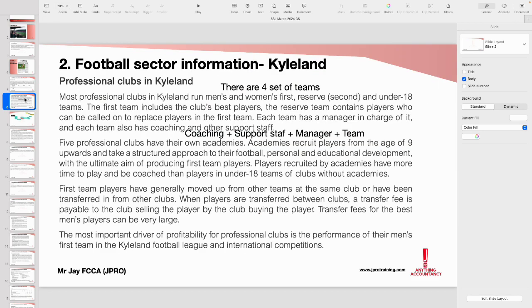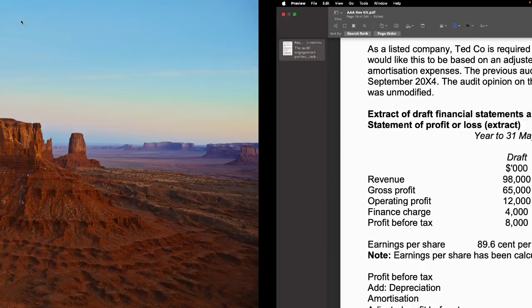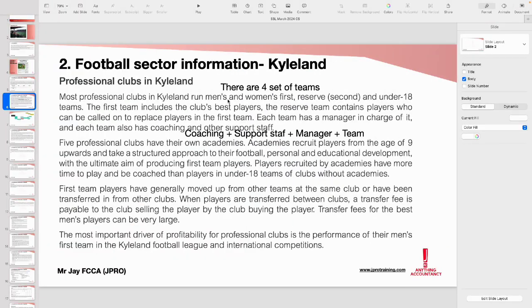The next one, first team players have generally moved up from other teams at the same club or have been transferred in from other clubs. So you got two things here. Either they move up, promoted, or when players are transferred between clubs, a transfer fee is payable to the club selling the player by the club buying the player. Transfer fees for the best players can be very large. So we know the players can come in from different sources. Okay, let's look at this part.